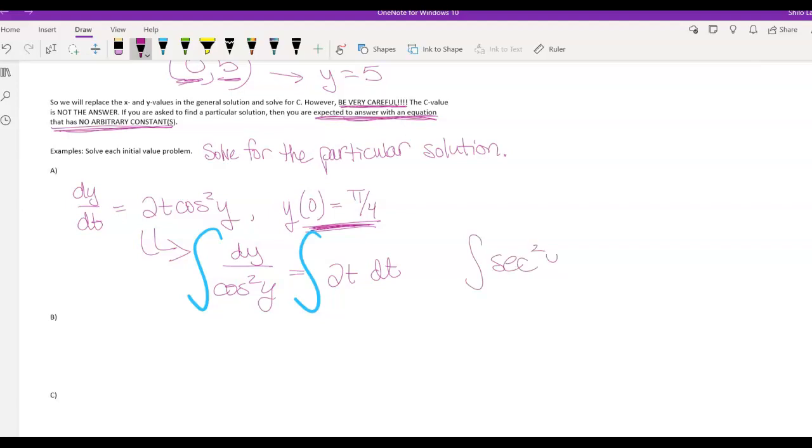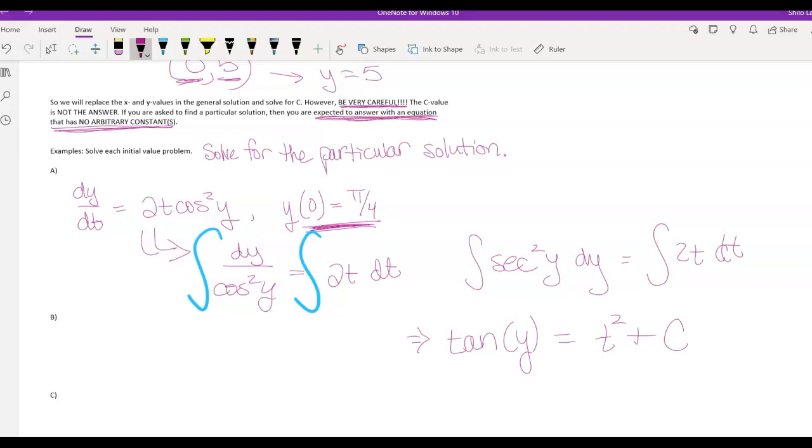Cosine squared in the denominator is the exact same thing as secant squared. That one for me is going to be easier to integrate. It's more recognizable because I remember the antiderivative for secant squared is tangent, and that is my dependent variable, so I'm not going to include a plus c. I'm going to include the plus c on the independent side, which is the t value. So the antiderivative for 2t is t squared plus our arbitrary constant.